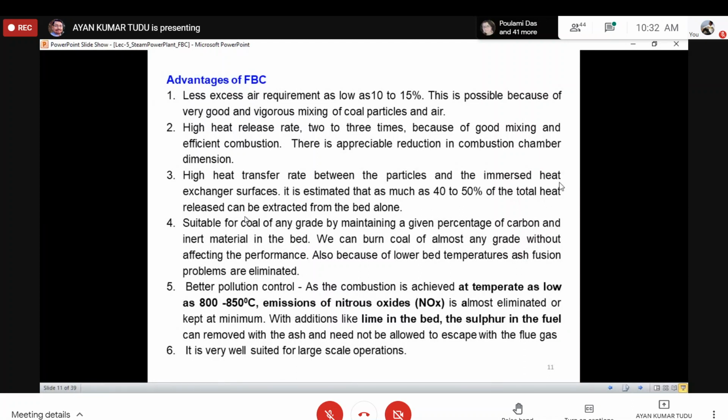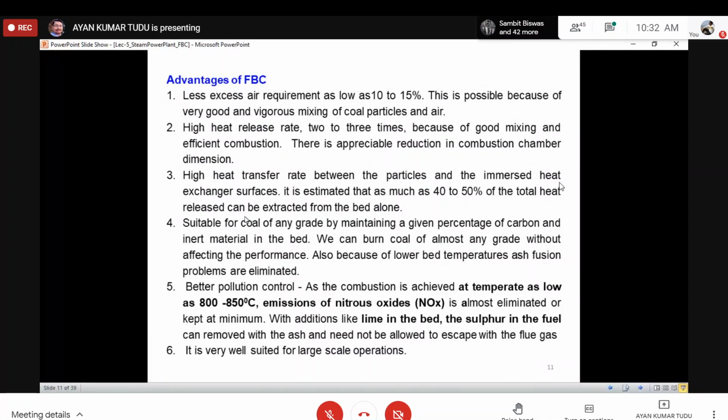Ash fusion means the ash actually fuses among themselves to form huge ash blocks. That problem can be avoided. Obviously, better pollution control, as we have said, as the combustion is achieved at a temperature as low as 800 to 850 centigrade. So the emissions of NOx are almost eliminated or kept at a minimum, and with additions like lime in the bed, sulfur in the fuel can be removed with the ash and need not be allowed to escape with the flue gas. So the problem of NOx and SOx, that is sulfur oxides, is also removed.